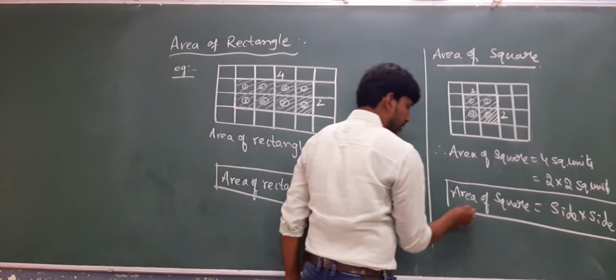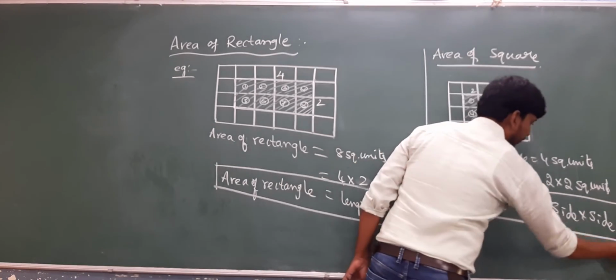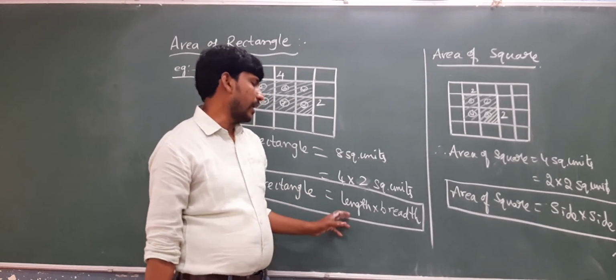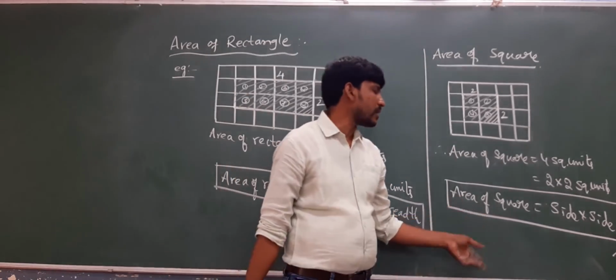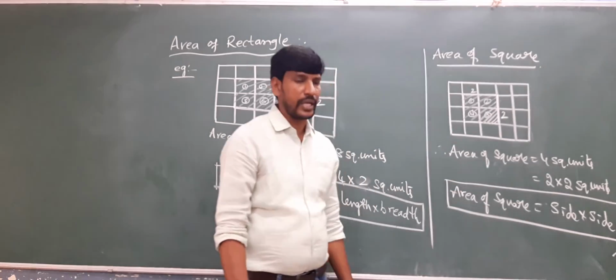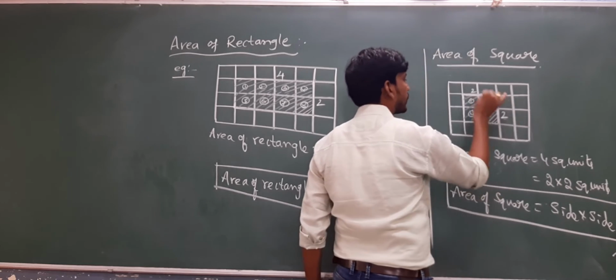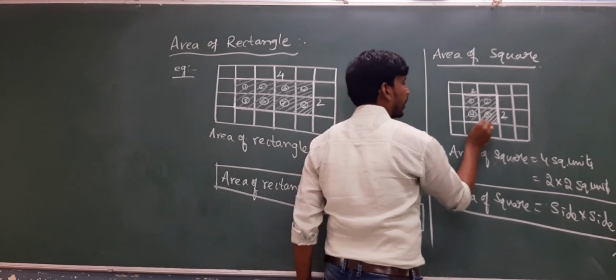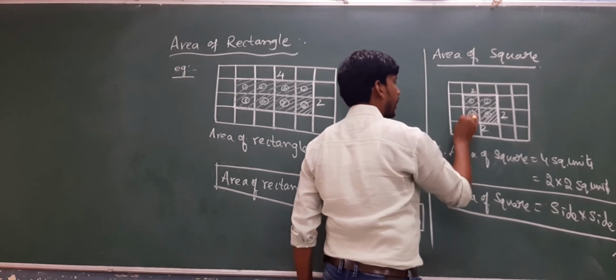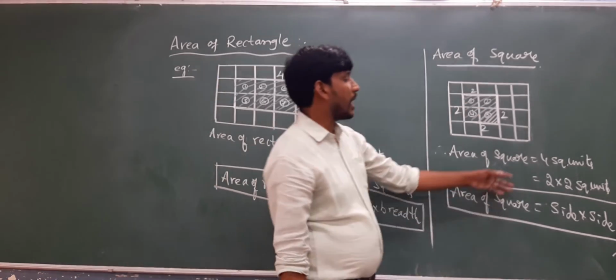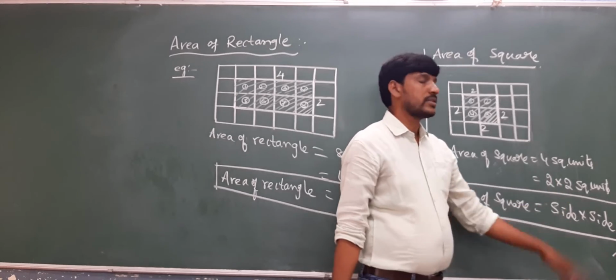So area of the square is equal to, what is the formula? Side into side. What is area of rectangle? Length into breadth. Area of square is equal to side into side. Because here this is one side, this is one side. Both the sides are equal. Here this is 2 units, here also we have 2 units. By counting the number of squares gives the answer, or you can multiply side into side.